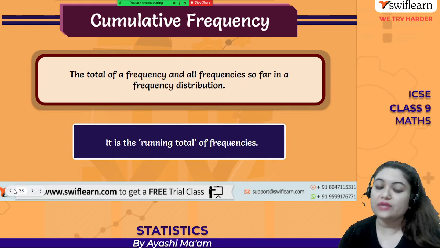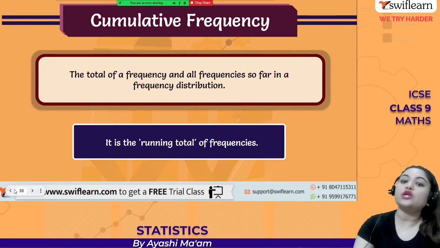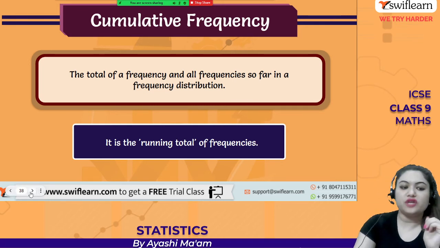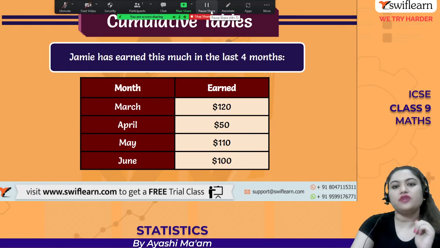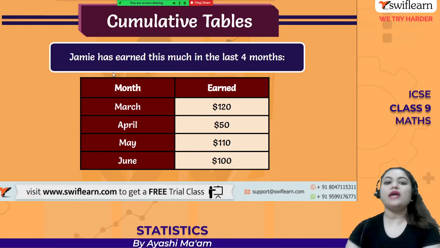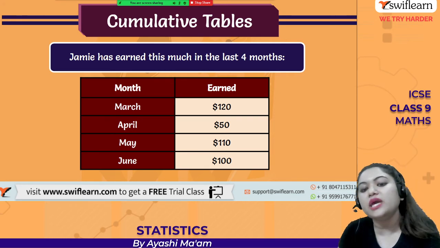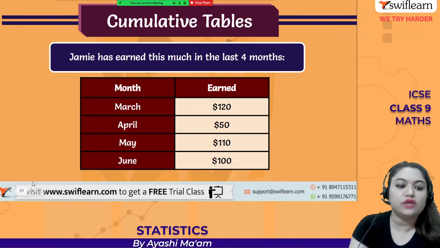Cumulative frequency, the total of a frequency and all frequencies so far. Okay, so it is the running total of frequencies. Example देख लीजिए तो फिर आप समझ जाओगे. देखिए, Jamie has earned this much in the last 4 months. मार्च में $120, अप्रैल में $50, मई में $110, जून में $100.